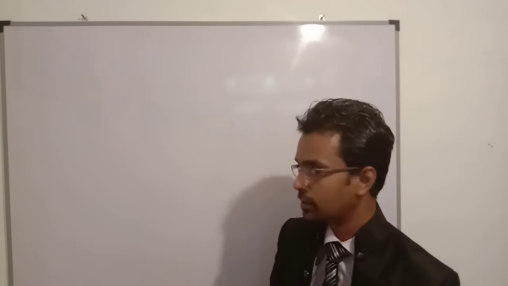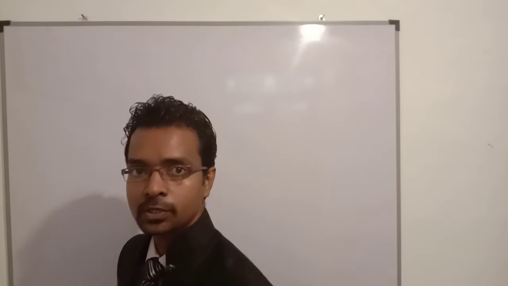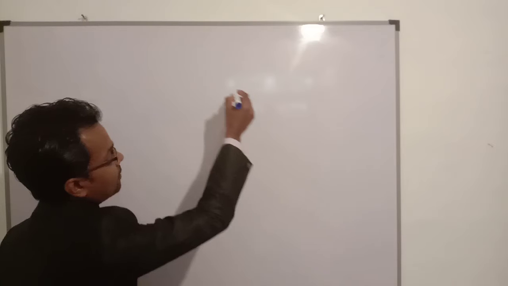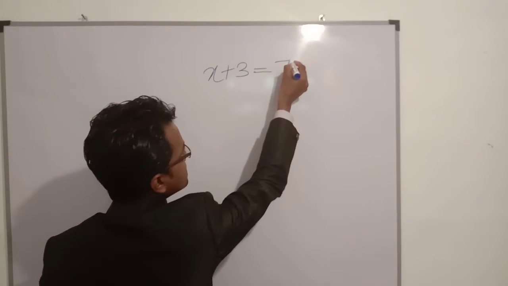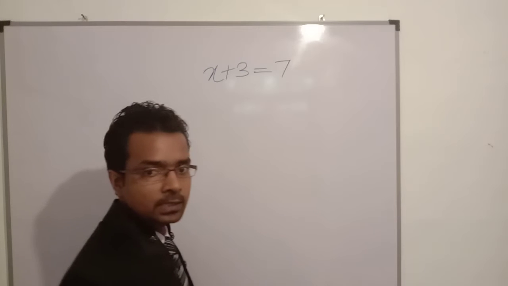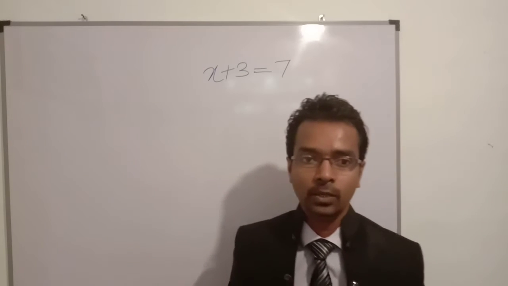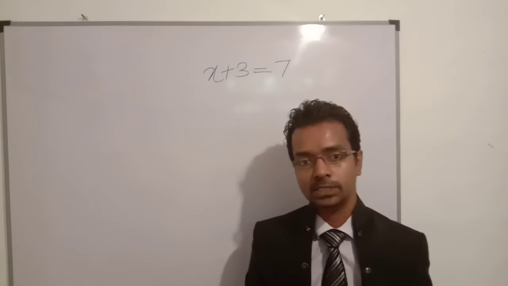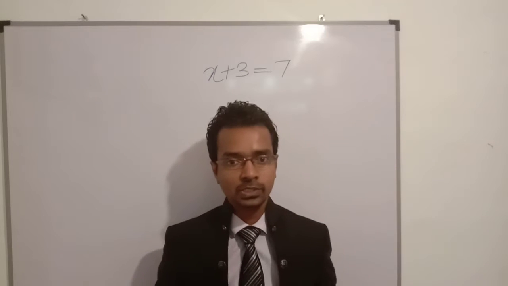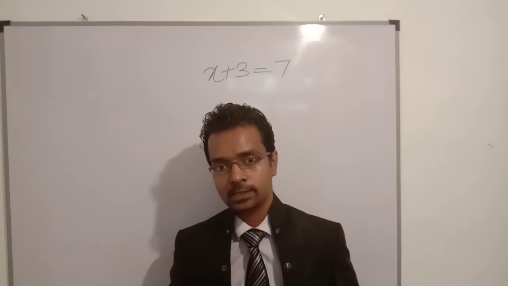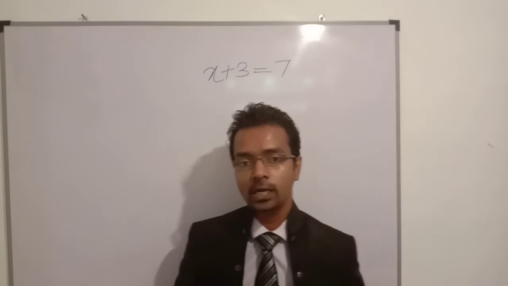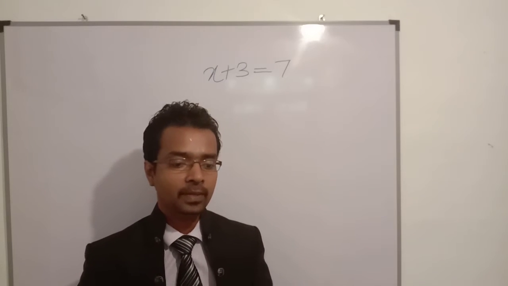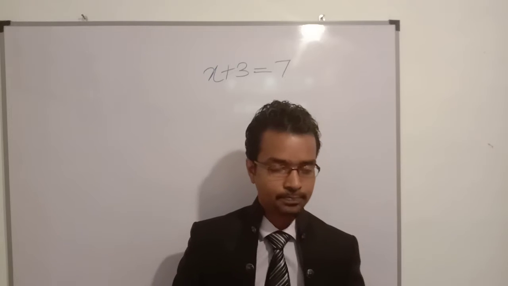Simple equation means an equation with one variable. Example, x plus 3 equals 7. This is called a simple equation. It's just like a balance. We can see only one variable, only one unknown term, in a simple equation.